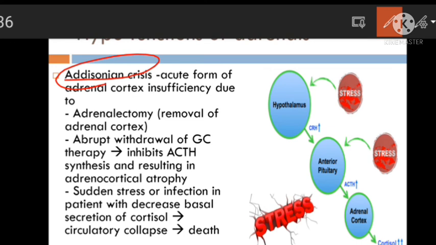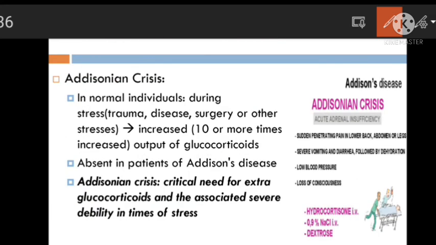Number one, we have removed the adrenal cortex, so we don't have any glucocorticoids or mineralocorticoids. Second thing, we have withdrawn glucocorticoid therapy. So if the glucocorticoid therapy which we were giving previously is suddenly stopped, then the patient is not having glucocorticoid secretion of his or her own. And third cause is if the patient is having sudden stress or infection or surgery or any kind of stress, then at that time cortisol secretion is required to be increased, but it is not increased because of Addison's disease, and that results in circulatory collapse and death. This is known as Addisonian crisis.